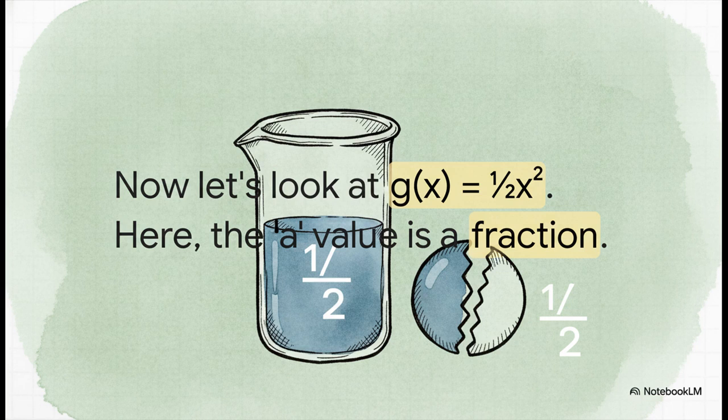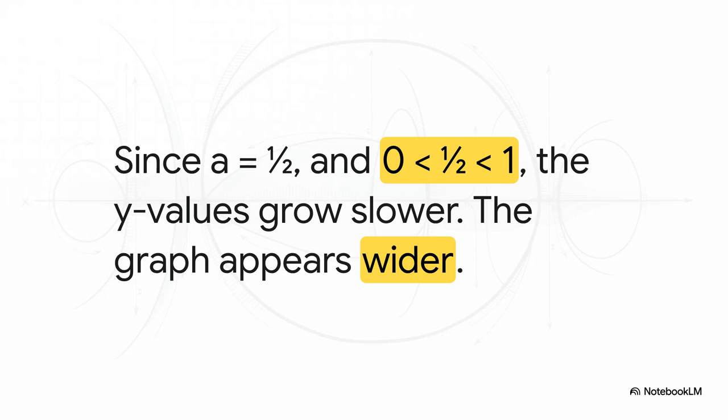Let's look at the flip side. What happens with g of x equals 1/2 x squared, where our a value is a fraction? Because a is 1/2, which is a number between 0 and 1, our y values are now growing slower than they used to. In fact, they're only half as big at every step. And the visual effect of that is a parabola that looks wider, or kind of squashed down. And that, my friends, is vertical compression.